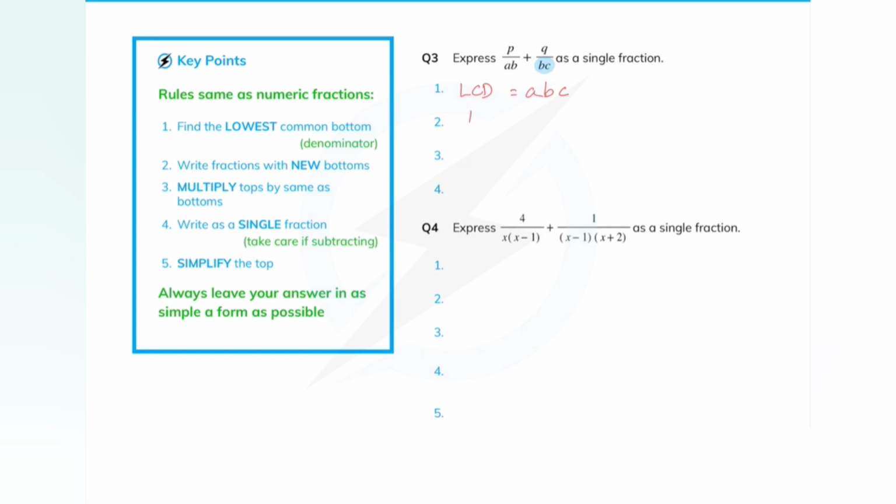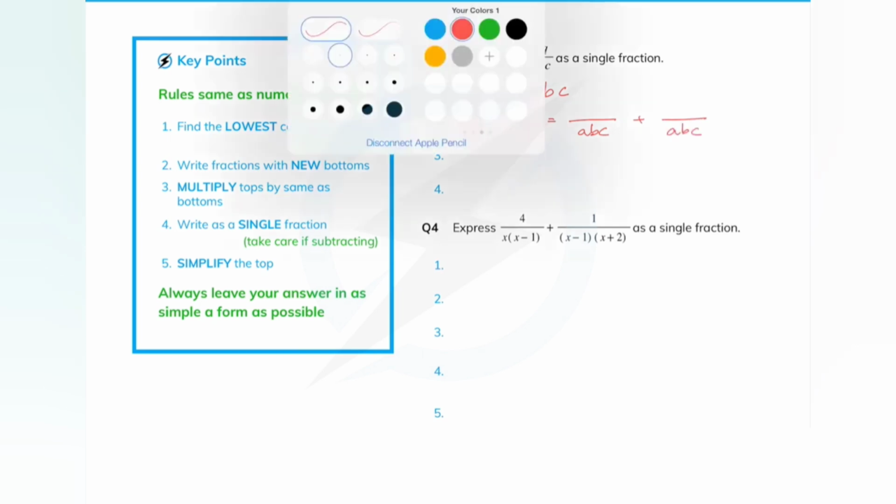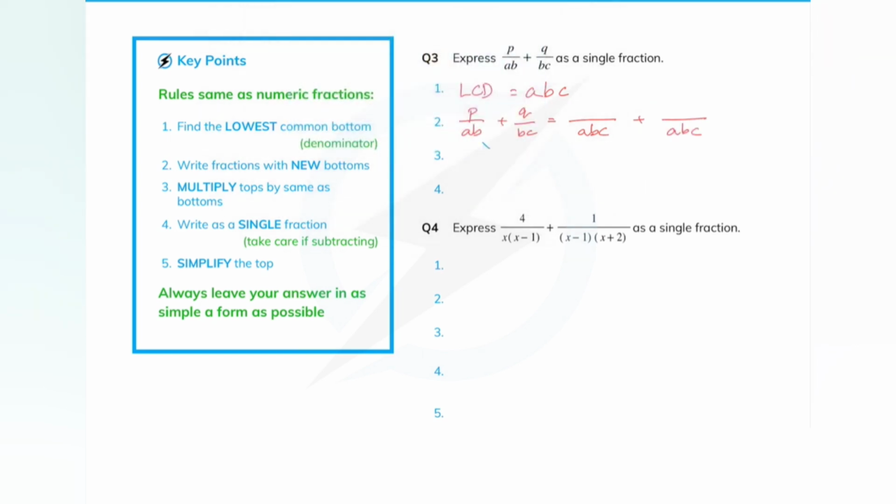Okay, we get P over AB plus Q over BC is equal to, well, we've got to put it as two fractions with the new bottom, so something over ABC plus something over ABC. And again, I just need to find out what we've multiplied by. How do I get from AB to ABC? I multiply by C. So I multiply the top by C as well.